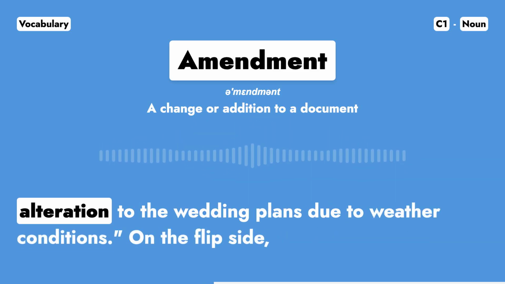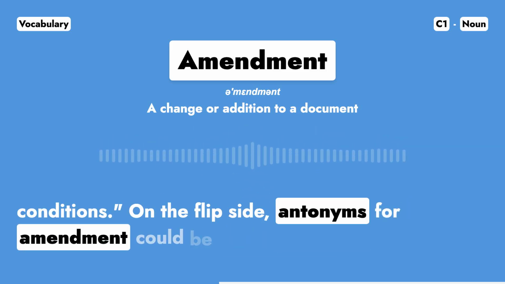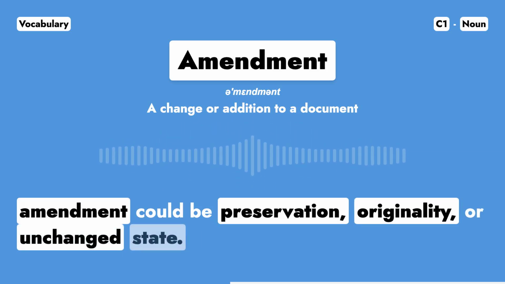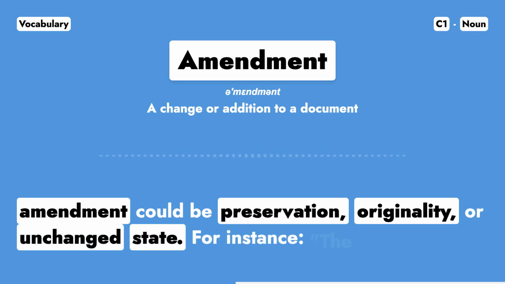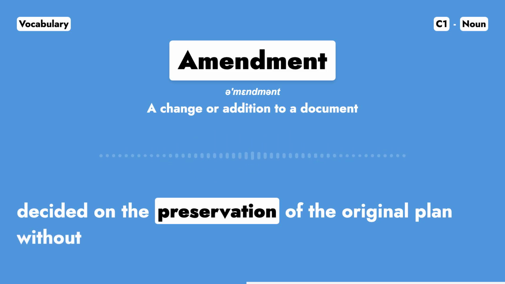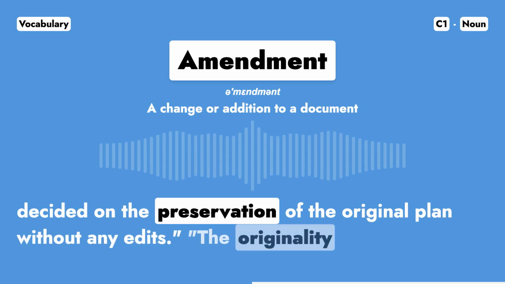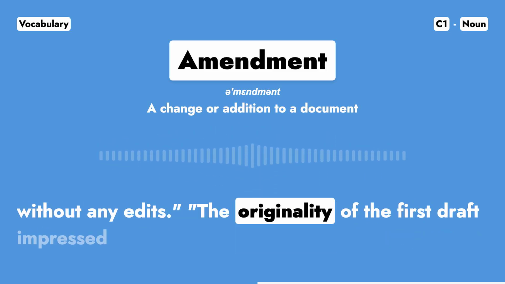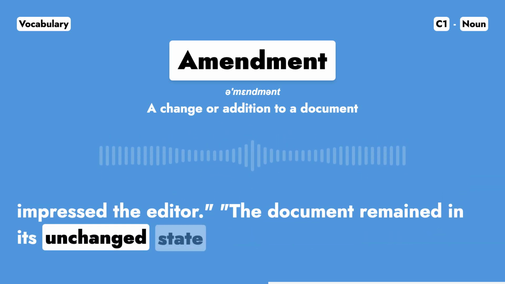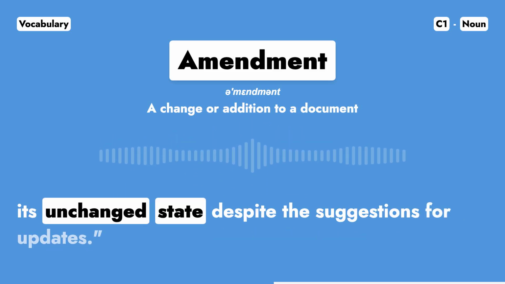On the flip side, antonyms for amendment could be preservation, originality, or unchanged state. For instance, the committee decided on the preservation of the original plan without any edits. The originality of the first draft impressed the editor. The document remained in its unchanged state despite the suggestions for updates.